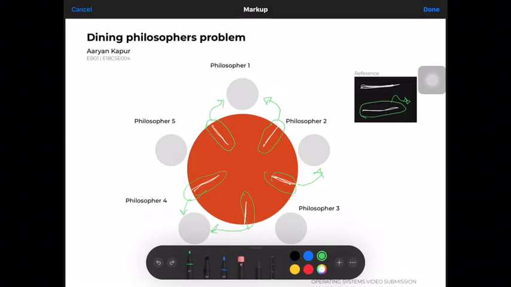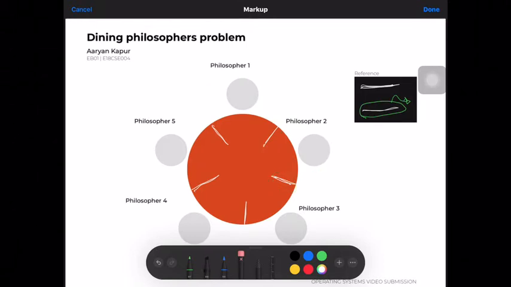Now, for example, philosopher 5 wants to take the chopstick. He has no chopstick on either side, and similarly for philosopher 3. All of this is an issue because people have to wait. Now, I'll explain to you in what scenario a deadlock could take place.